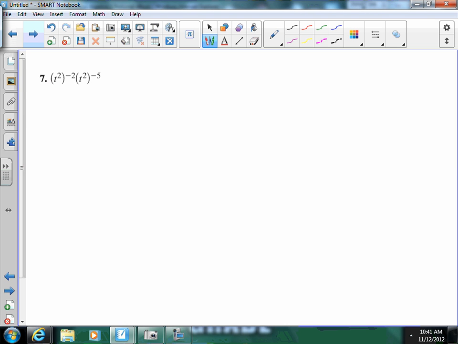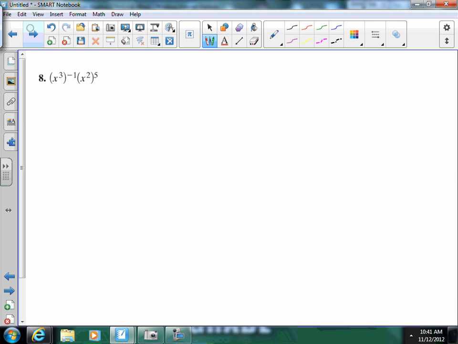Okay, t to the 2nd to the negative 2 becomes t to the negative 4th. This becomes t to the negative 10th. We use the first rule, which was a to the m times a to the n is a to the m plus n. So negative 4 add negative 10 gives us t to the negative 14th. We can simplify that even more to 1 over t to the 14th. Don't forget, that's what the negative means.